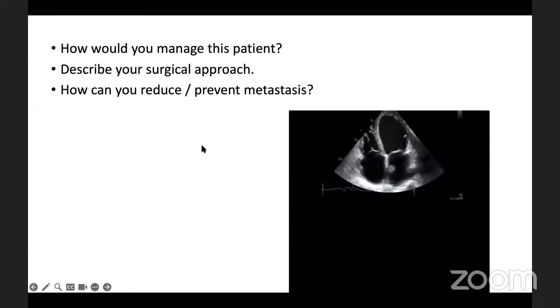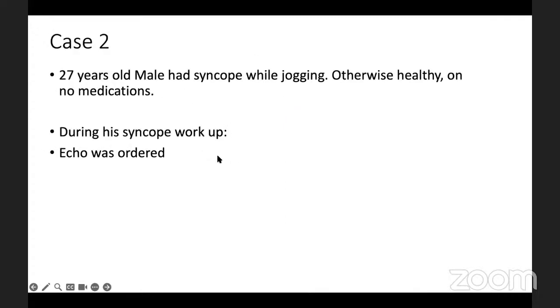Okay, so this is the first case. Thank you, Mohammed. You did very well. I have another case if anyone is interested to participate. A male, years old, had a syncope while jogging, otherwise healthy, no medication. They did all the syncope workup. I'm not going to ask you what the syncope workup is. Part of it is an echo, which I'm going to ask you to read for me.